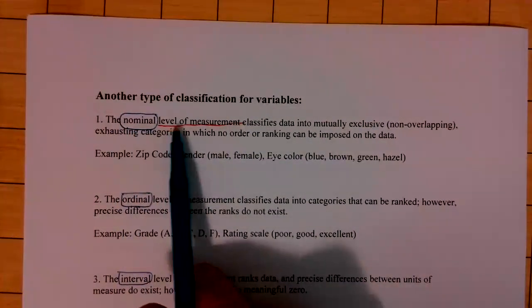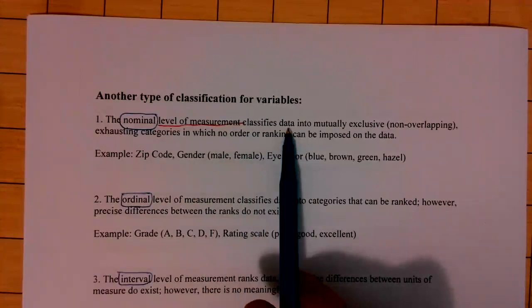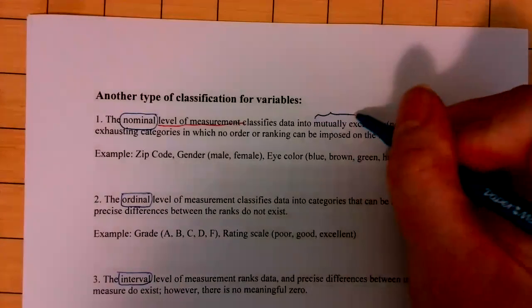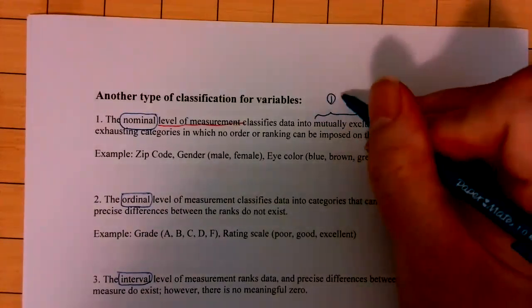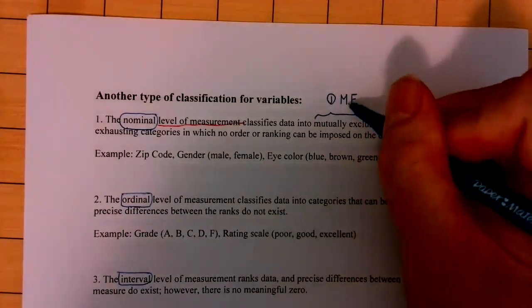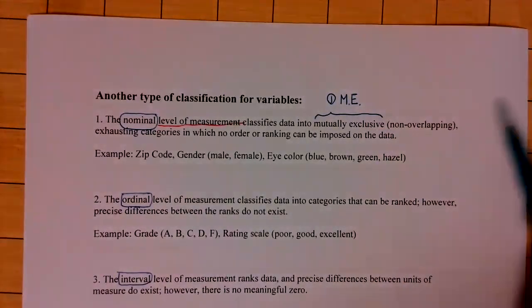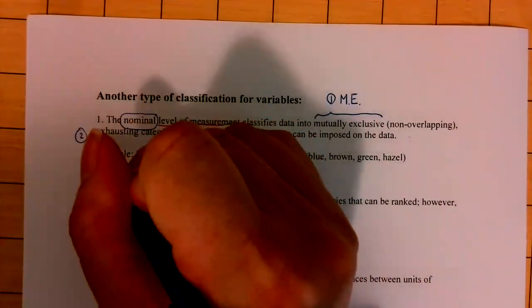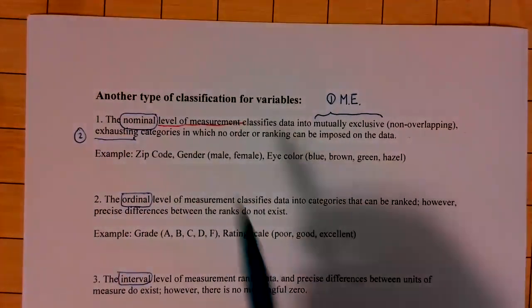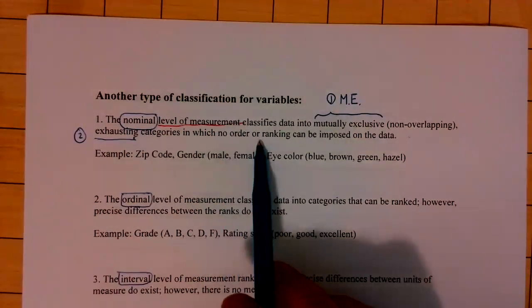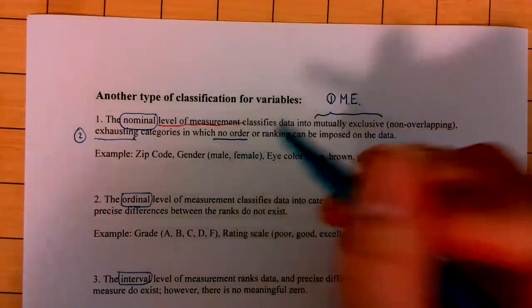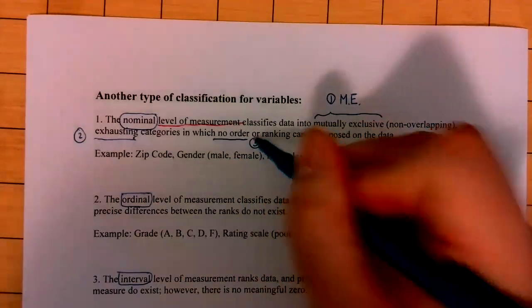The nominal level of measurement classifies data into mutually exclusive, please highlight this one, mutually exclusive, denoted by ME, or you say non-overlapping, exhausting categories. This is the second keyword, exhausting. In which no order or ranking can be imposed on the data. No order or ranking. This is the third place you should highlight.